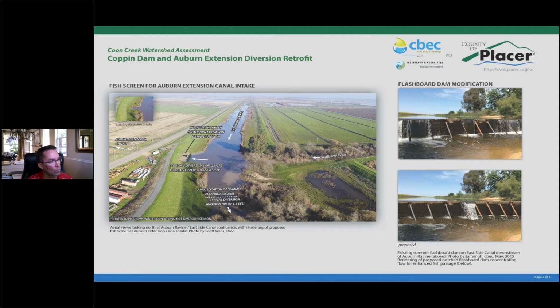And this is one of the projects identified in the Raccoon Creek watershed assessment that we prepared right when I got to the county in about 2016 with the help of CVEC.